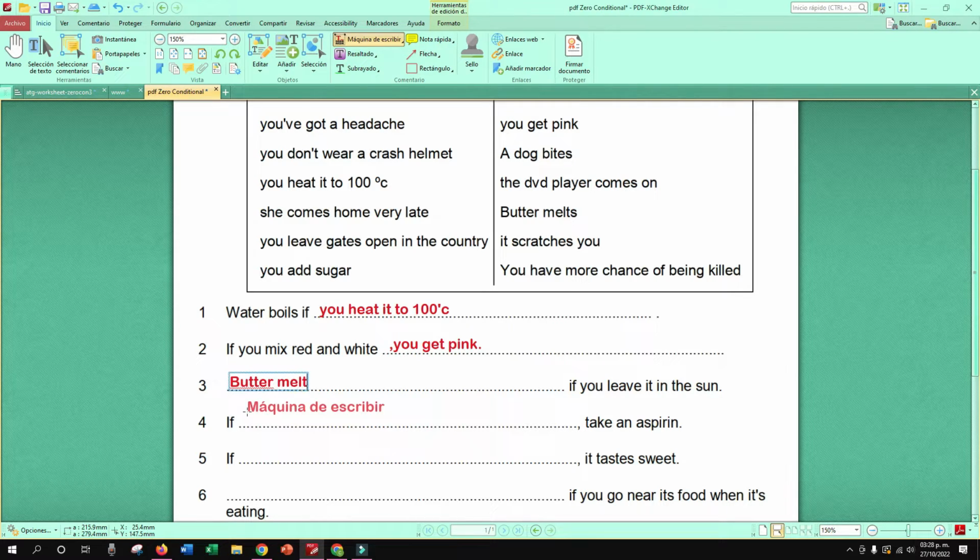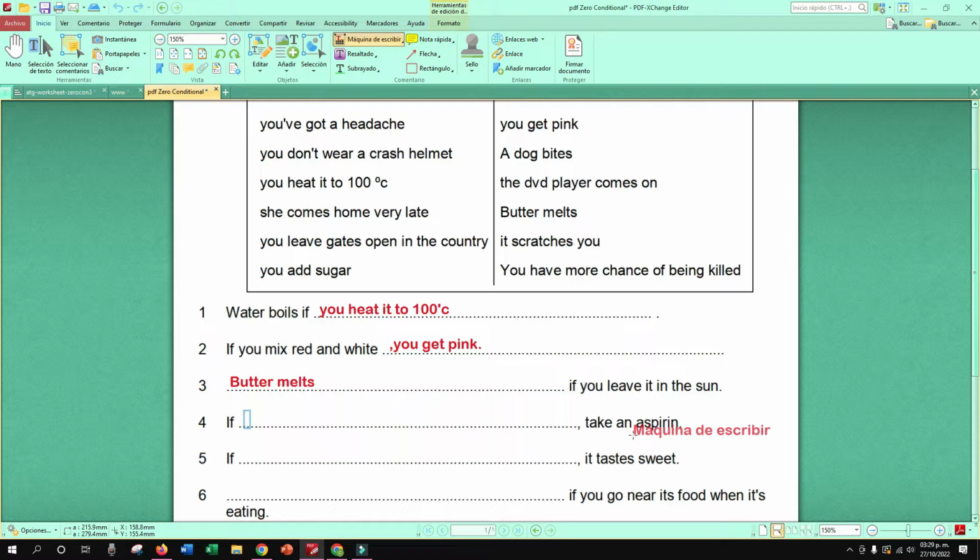So butter melts, right? If you leave it in the sun. Perfect. So butter, mantequilla, right? Se derrite si la dejas en el sol. Okay? So that will be the answer, Mr. Miguel. Just check it out, right? So let's see 4. If take an aspirin.